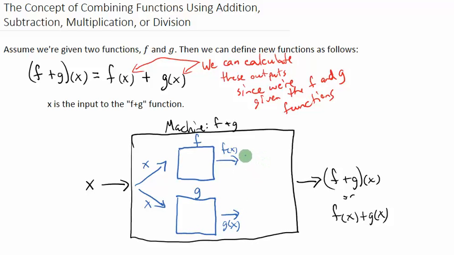And then what happens is both of those are fed to the adding machine. So the adding machine takes the two inputs and adds them together and outputs f plus g of x, or f of x plus g of x. So the key to this is the makings of f and g, because that's what happens. The adding machine is because it's a plus machine. So you can imagine this could be subtraction, multiplication, or division, and that's exactly what I'm going to describe for you now.